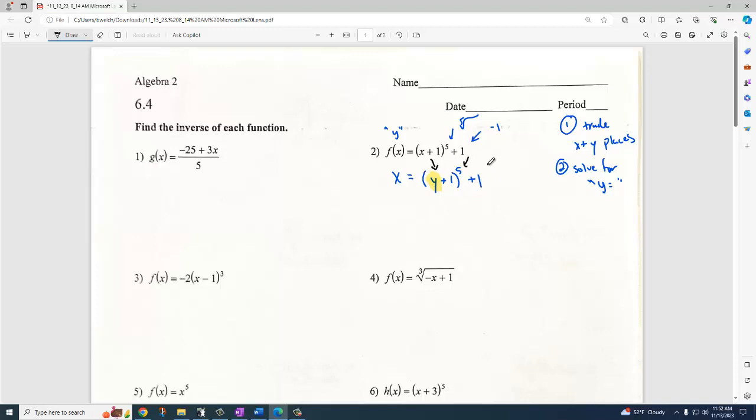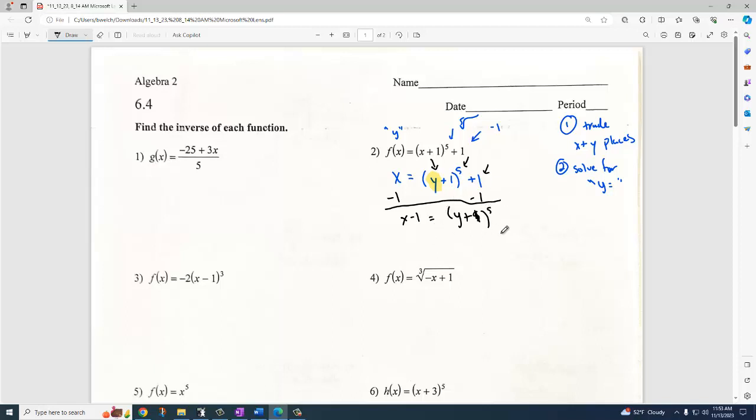Well, there's an exponent 5 and there's a plus 1. In terms of which one is simpler to remove, the plus 1 is removed by a minus 1. Whereas if I took the fifth root over this whole thing, that one is not part of the fifth power. So I really want to remove this guy before I get to that fifth power. If I subtract 1 from both sides, I should get x minus 1 equals (y plus 1) to the fifth power.